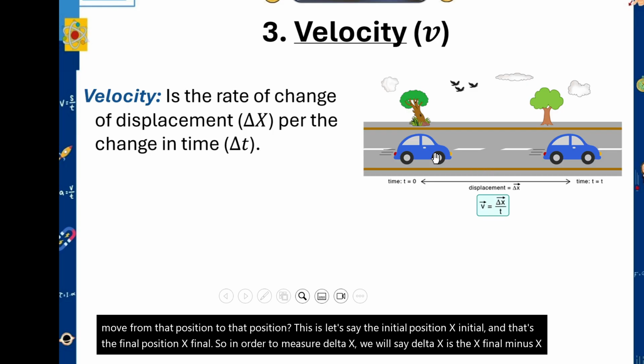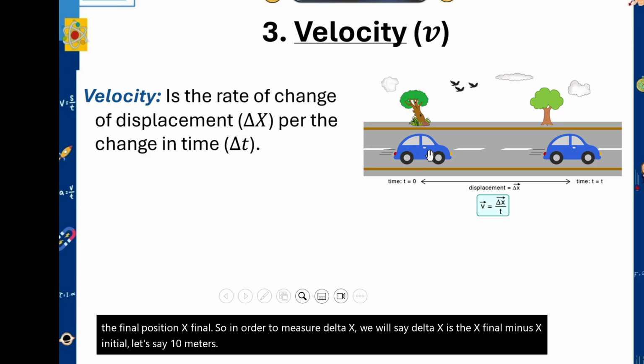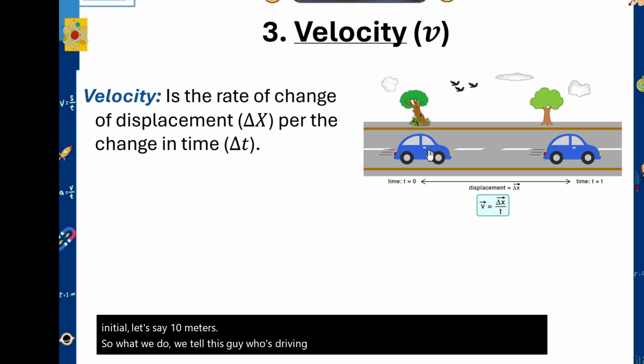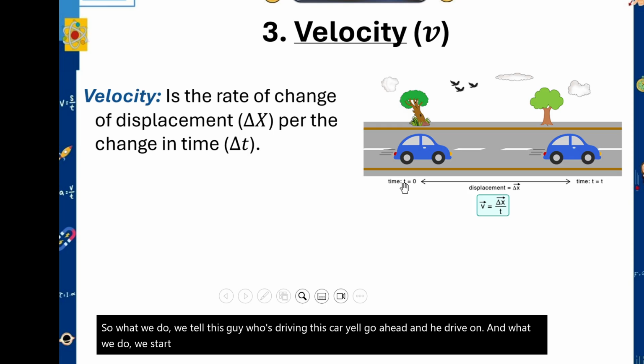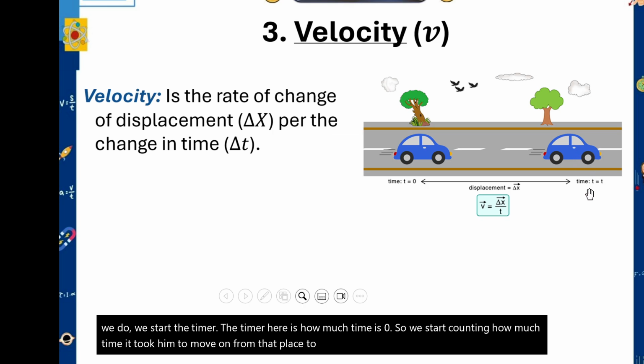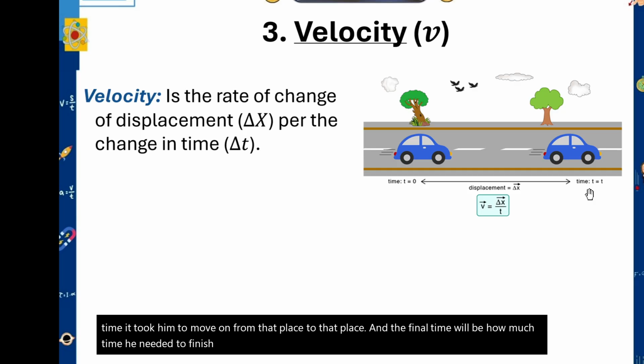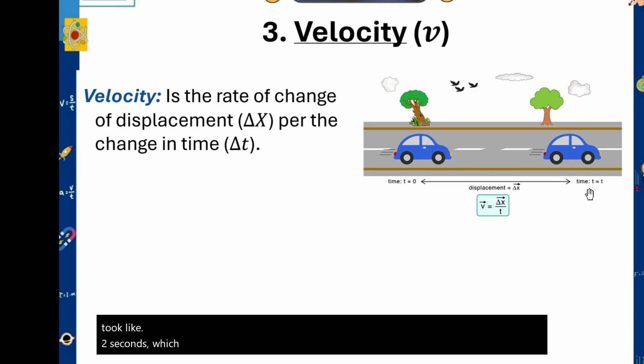Let's say 10 meters. So we tell the guy who's driving this car, go ahead, and he drives on. And we start the timer. Time is 0. So we start counting how much time it took him to move from that place to that place, and the final time will be how much time he needed to finish this motion. So if it's 10 meters and he took, let's say, 2 seconds, which means 5 meters per second. I know it's fast, but logical. I wish that makes sense.